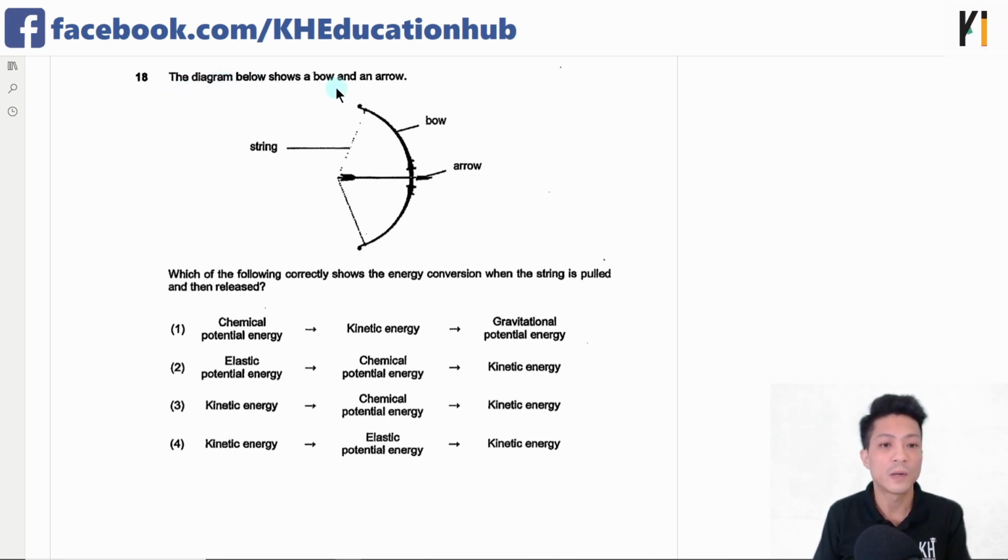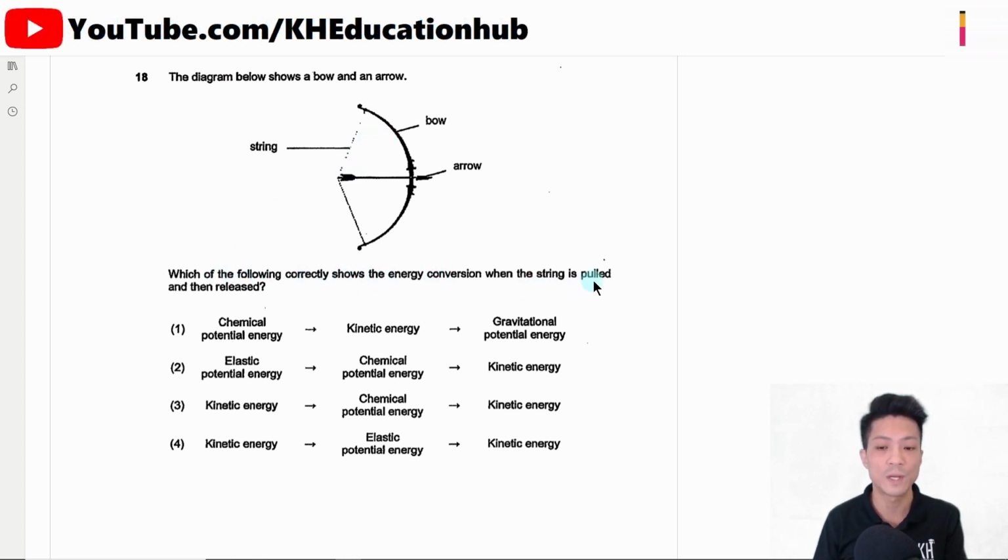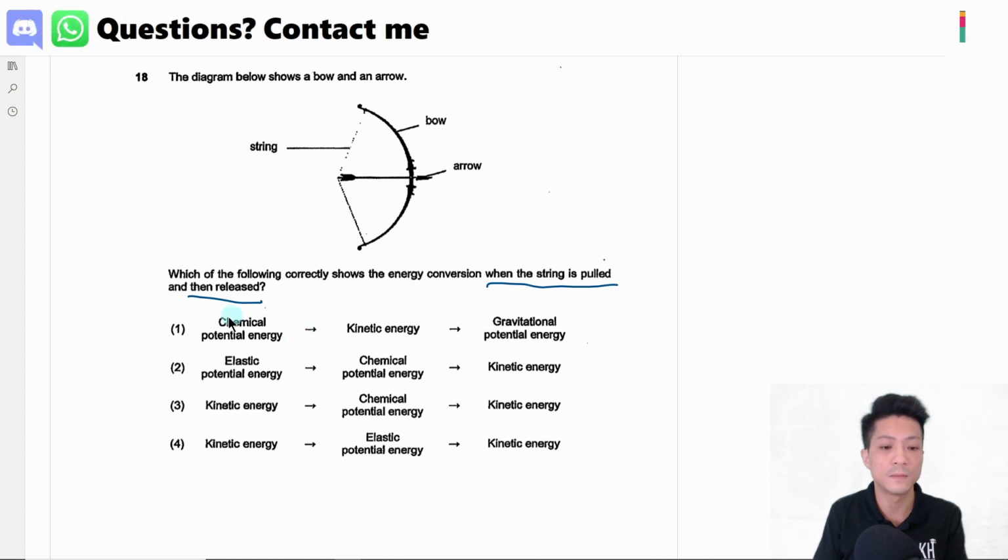Question 8. The diagram below shows a bow and an arrow. So which of the following correctly shows the energy conversion when the string is pulled and then released? Okay, so when the string is pulled and then released, is it chemical potential energy? Maybe from the person. To kinetic energy?